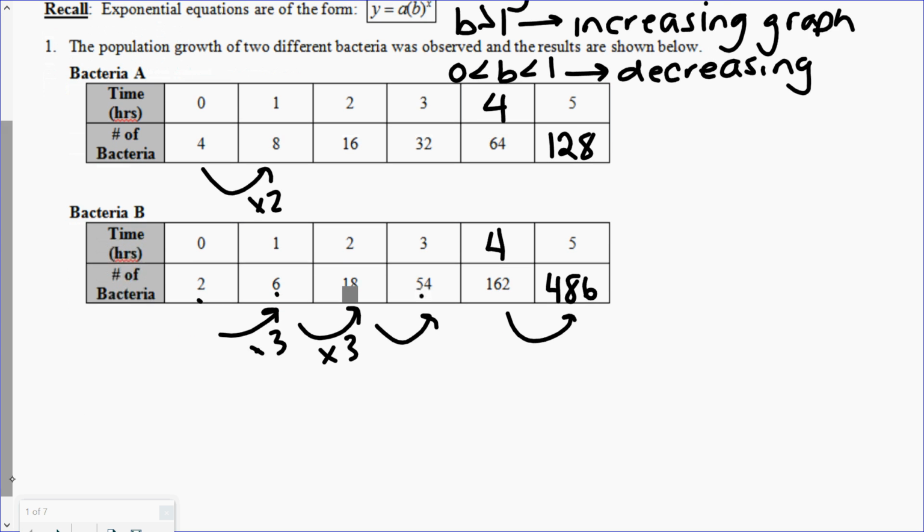So what we want to do is a regression on each of those. You can only do them one at a time, so try putting in bacteria A first into your L1 and L2. You might need to pause the video for a second because I'm not going to stop and wait. Then fill out the chart below, and then do the same for bacteria B.